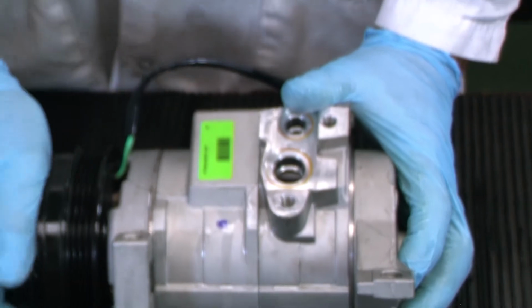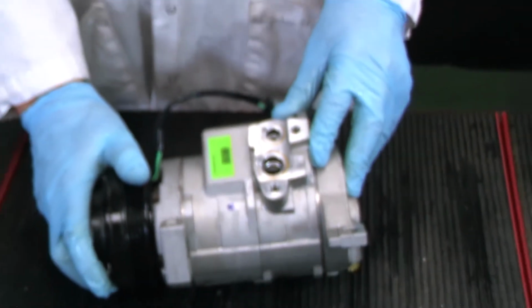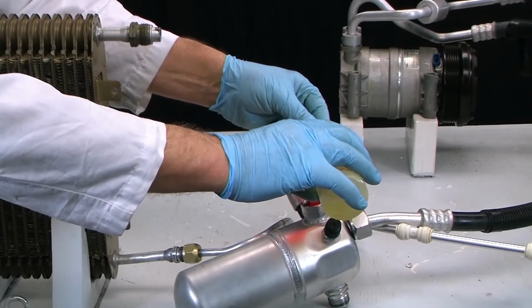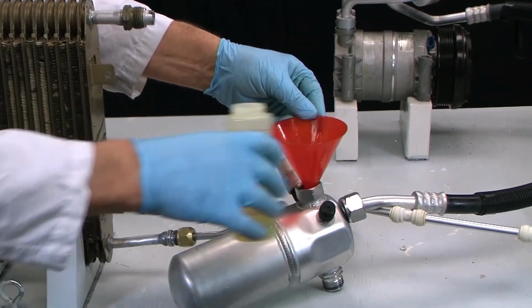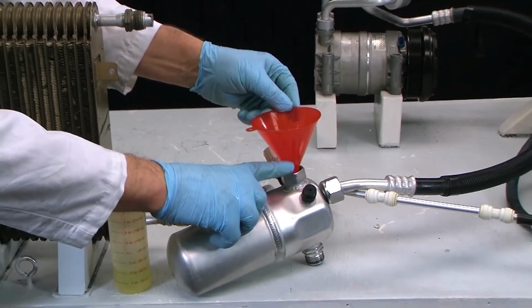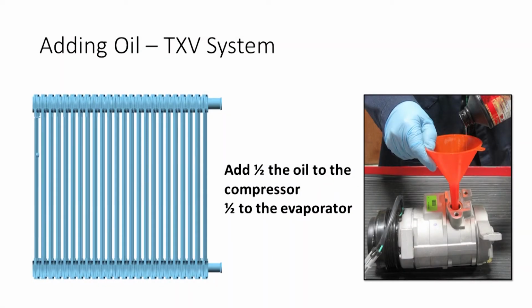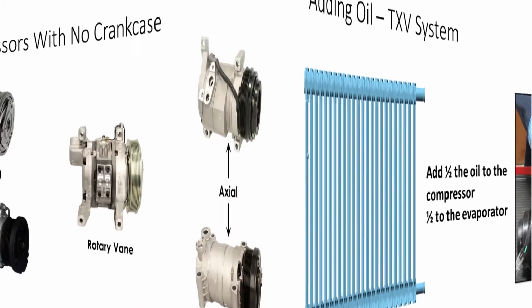Add the other half of the oil charge to the low side of the system. On orifice strip systems, add the other half of the oil charge to the accumulator through its inlet port. That's the one that connects to the evaporator. On TXV systems, add the other half of the oil charge to the evaporator. Do not add oil to the receiver dryer, as this can impede proper refrigerant flow on initial startup, as the slug of oil from the dryer works its way through the TXV.